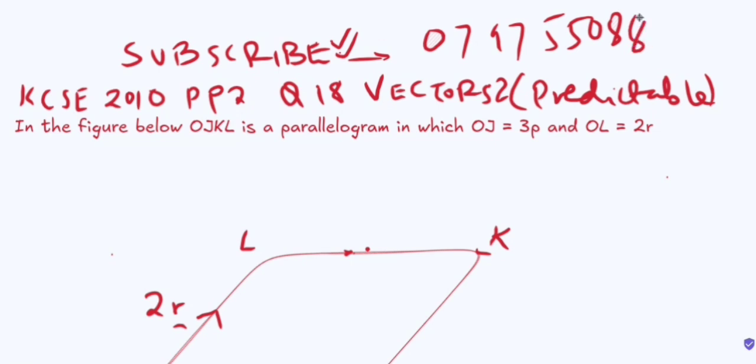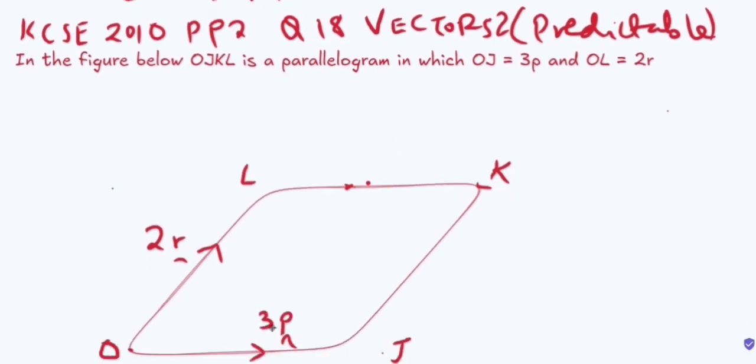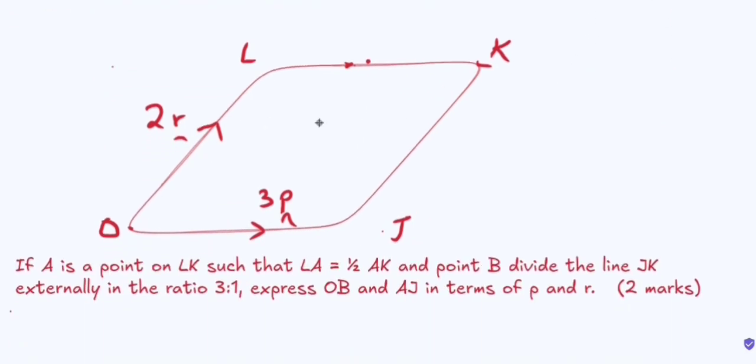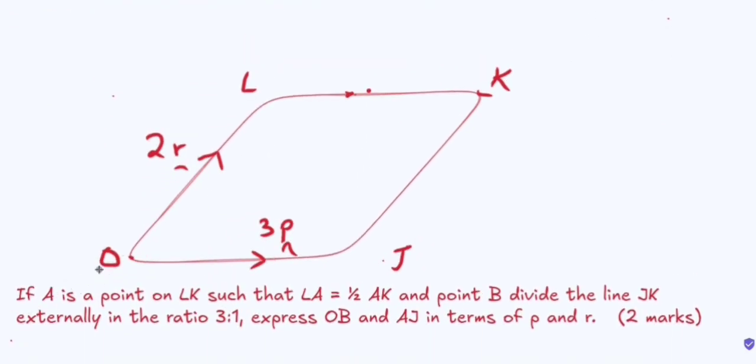Without further ado, let's start with the question. This is a predictable question. In the figure below, OJKL is a parallelogram in which OJ equals 3P, which is already written, and OL equals 2R, also already written. The question says if A is a point on LK such that LA equals a half AK, and point B divides the line JK externally in the ratio 3:1, express OB and AJ in terms of P and R.